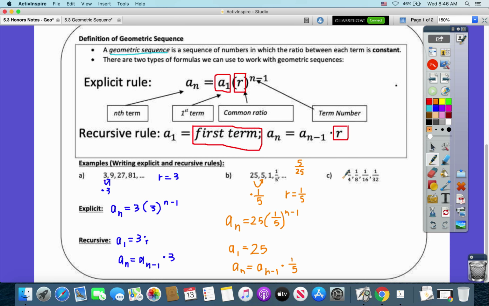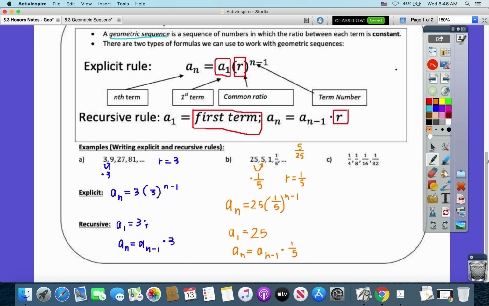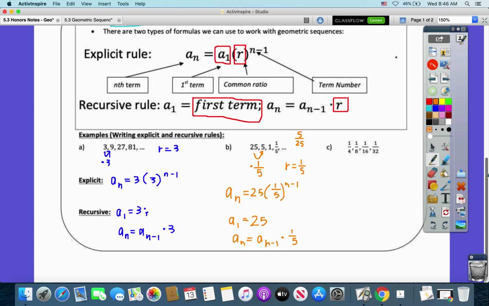And I'm going to let you guys try part C on your own if you'd like to. I'll put it on the completed notes, but we're not going to go through it on this video.